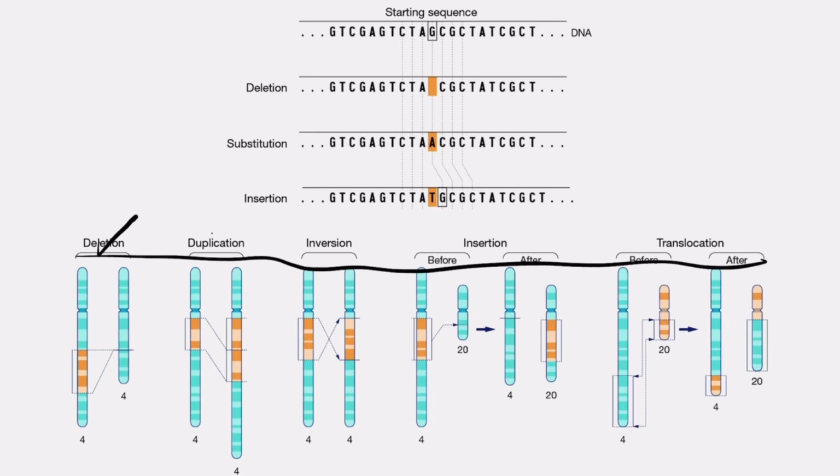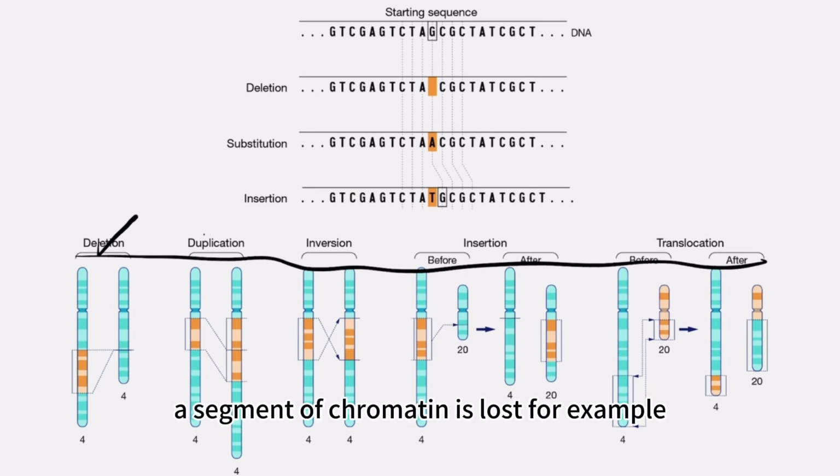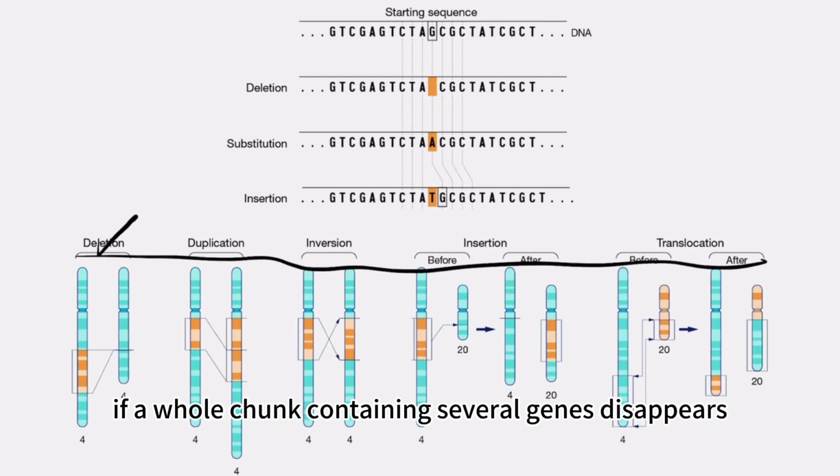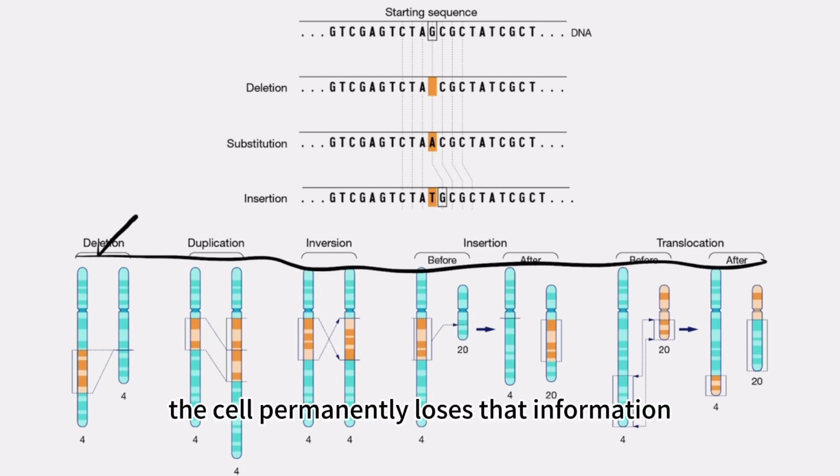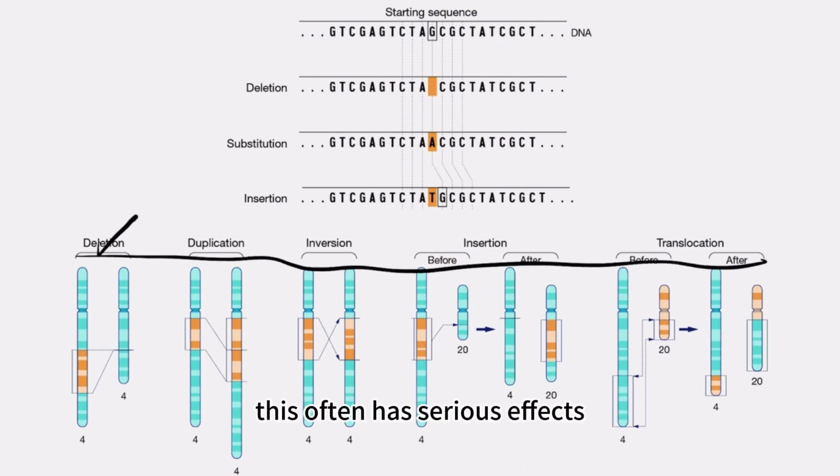Deletion. A segment of chromosome is lost, for example, if a whole chunk containing several genes disappears. The cell permanently loses that information. This often has serious effects.